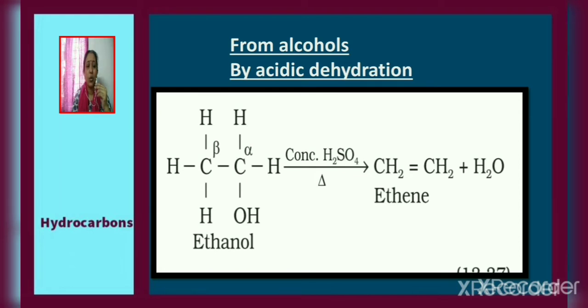So along with OH from the alpha position, hydrogen from beta carbon will get eliminated as a molecule of water. Between the alpha and the beta carbon, a double bond will be formed. Thus, ethanol, when heated with concentrated sulfuric acid, eliminates a molecule of water and the product obtained is ethene. So, these are the different methods of preparation of alkenes.